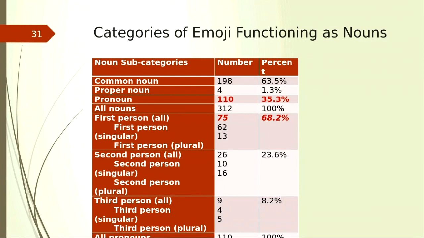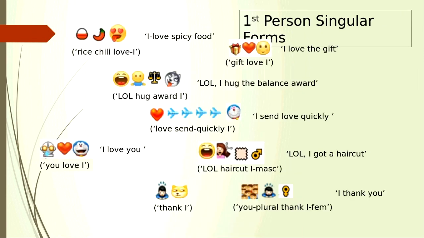We broke down the noun into subcategories, and this chart shows that although the majority of nouns were common nouns, 35.3% were coded as functioning as pronouns. And of those, first person pronouns were 68.2%, and most of those were first person singular. So these pronouns are interesting because there are no pronoun emoji. But in Weibo, there are certain icons and certain types of icons that seem to be specializing in this function.